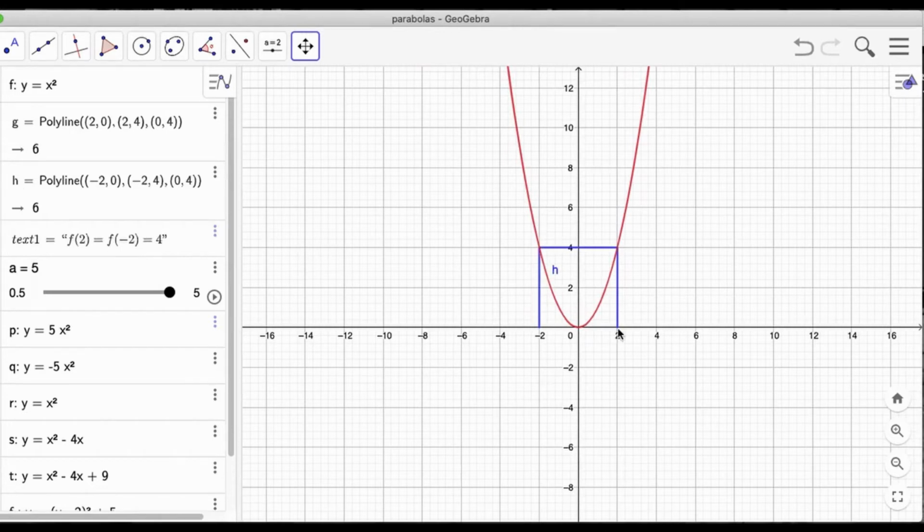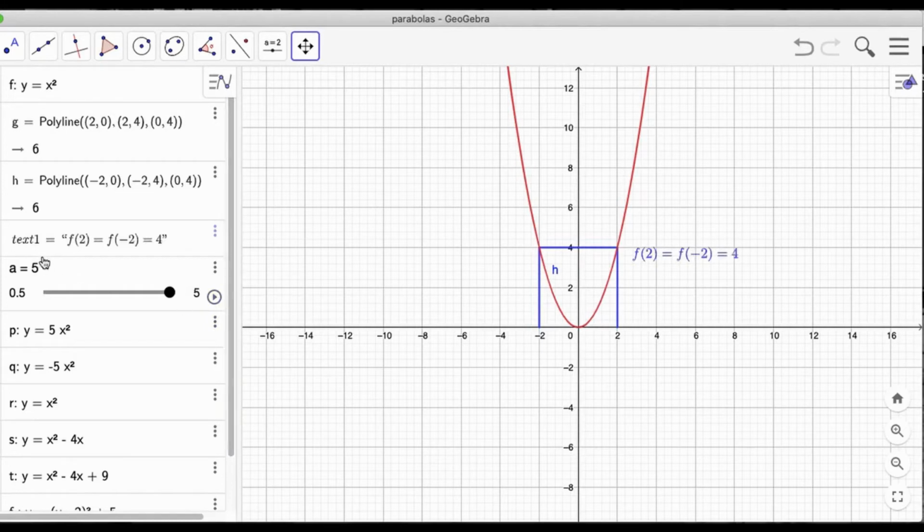The image of 2 and the image of minus 2 are 4, and that's allowed for a function, two different points to have the same image. What is not allowed is to have a point with two different images. That's not a function.